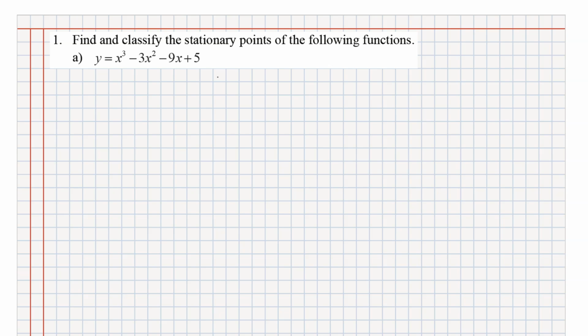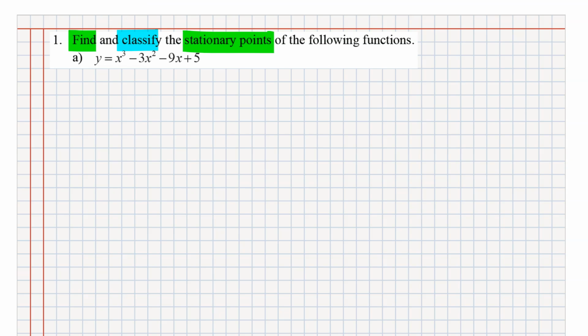So consider this question: find and classify the stationary points of the following function. The function is defined as y equals x cubed minus 3x squared minus 9x plus 5. The question says to find the stationary points, and then to classify them.